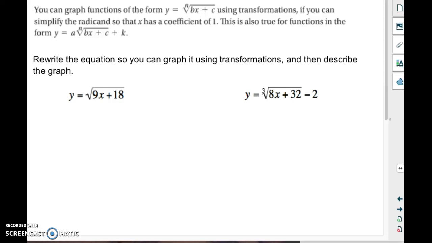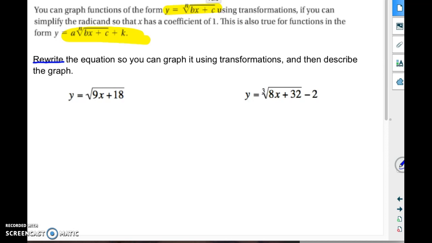The other thing we are going to look at today is getting equations into graphable form. It tells us here that we can graph functions in the form y equals the nth root of bx plus c using transformations if you can simplify the radical. So this is our general form. So our directions here are to rewrite. So we're not making things bigger or smaller, we're just rewriting. So you can graph the equation using transformations, then describe the graph.